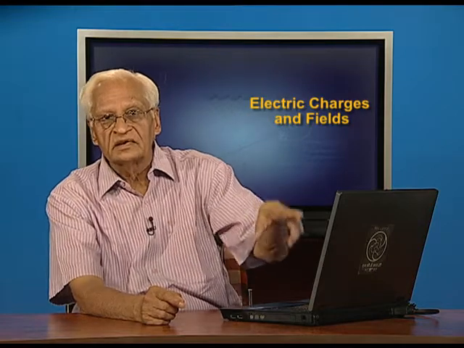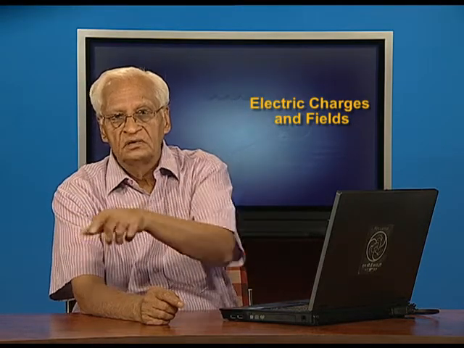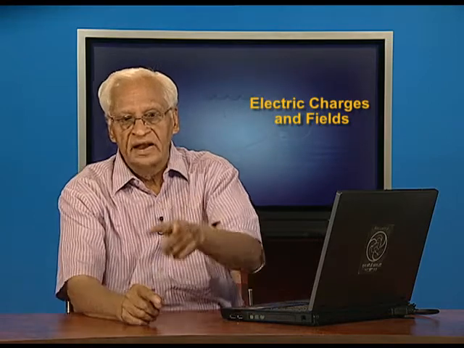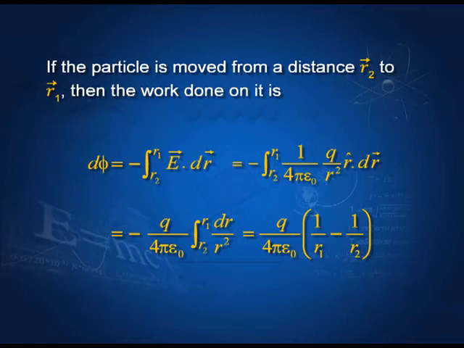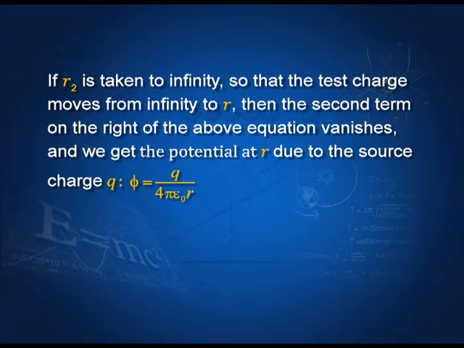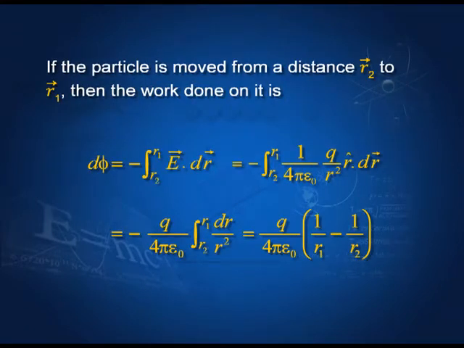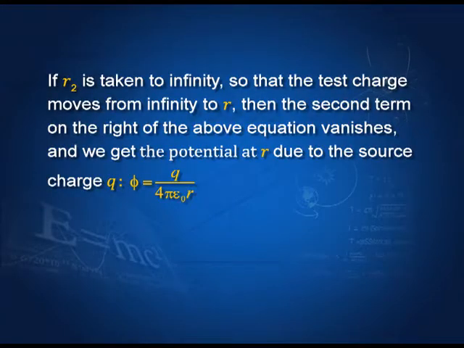If we take r 2 to infinity, you remember that at infinity the potential is 0. Potential goes as q by r, and at infinity the potential is 0, so 1 by r 2 goes to 0, and we get the potential at a point r from the charge q, and that potential is q by 4 pi epsilon 0 times r. You see, this term has vanished. r 1 I have redesignated as r. So, the potential becomes q by 4 pi epsilon 0 times r.